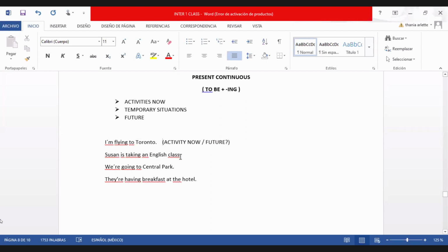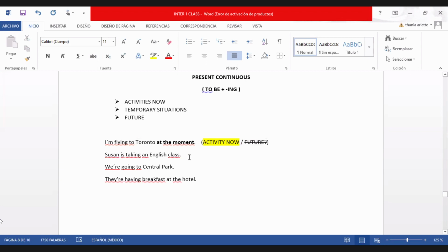To eliminate this confusion, it is always a good idea to include a time expression. For example, if I say, I'm flying to Toronto at the moment, I'm going to repeat it because I don't want capital letters. I'm flying to Toronto at the moment. Then you can say, I got it, teacher. This is an activity now because the time expression is saying at the moment, not for the future.